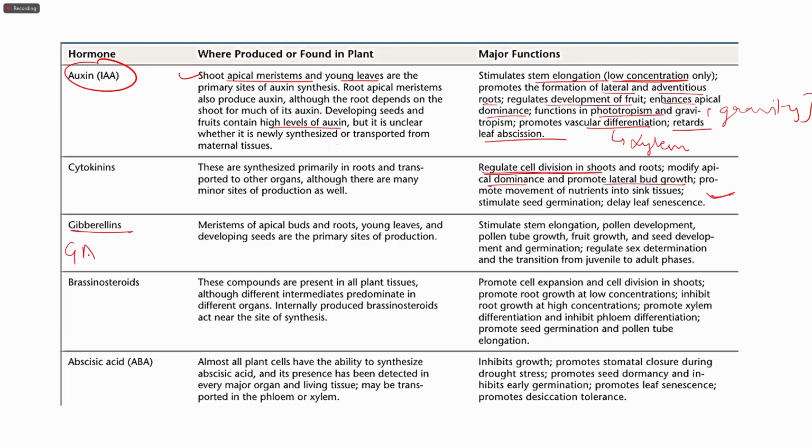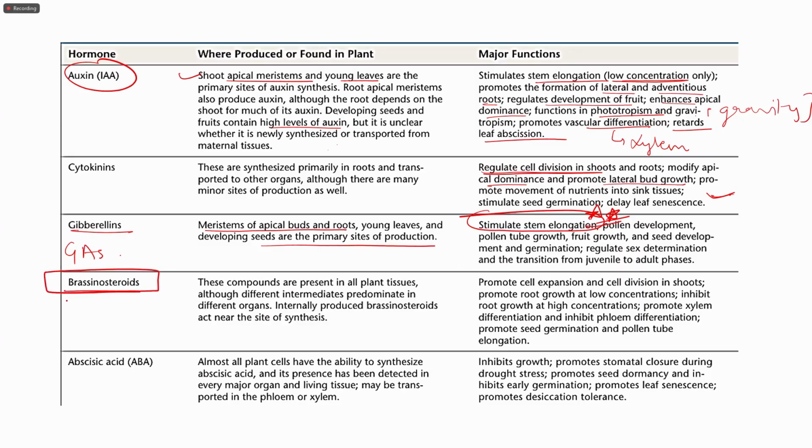Gibberellins, also known as gibberellic acids, which are acidic in nature, are mainly found in the meristem of apical buds and roots, and young leaves are the primary sites of production. It stimulates stem elongation. This is the major characteristic function of gibberellins.